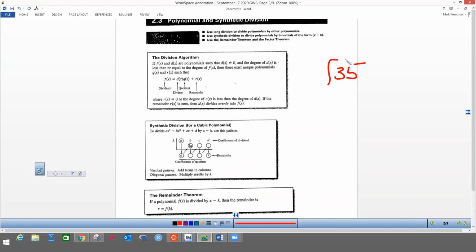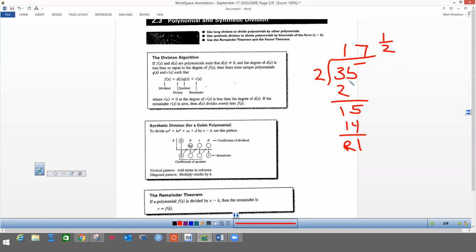35 divided by 2. So when you do long division, you ask yourself, what times 2 goes into 3? So we take 1 times 2 and get a 2 here. And then we subtract, and you bring down the next number, and then we say, how many times does 2 go into 15? And that's 7. And 7 times 2 is 14 with a remainder of 1. That's our remainder. And then you write your remainder over your divisor.